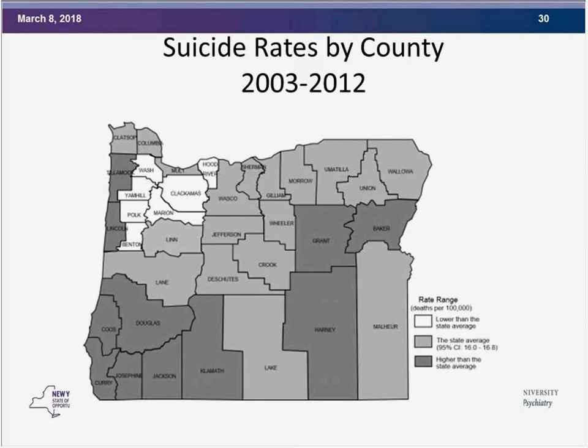And this is a look at your counties and their suicide rates. And you can see that down in the southwestern part of your state and along the coast, you have higher suicide rates, and then over towards the eastern part of your state are where you have your highest suicide rates.